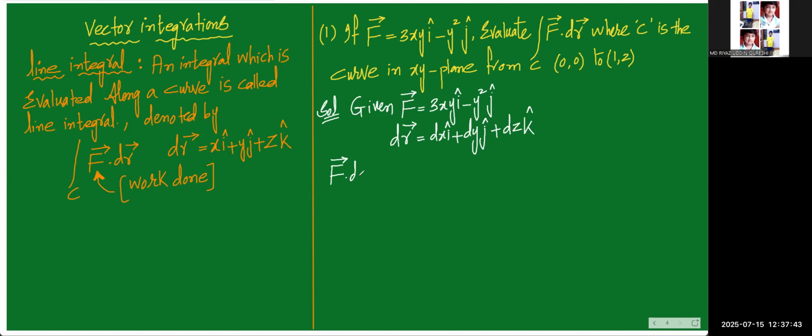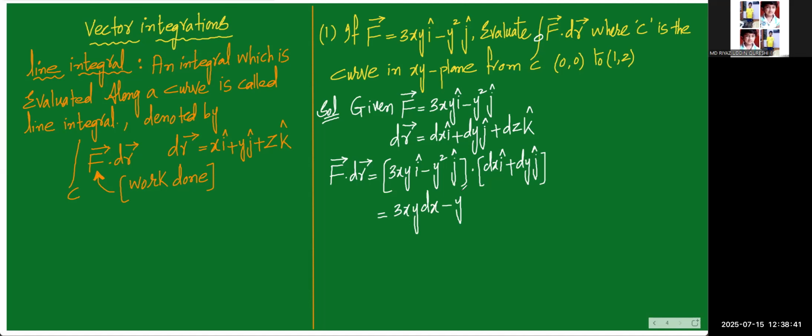We'll integrate later on. First we calculate the f dot dr value. This is (3xy i cap minus y square j cap) dot (dx i plus dy j). No need to write the dz k term because in our f we don't have a k term. Sometimes the same question, instead of writing integral over c f dot dr, simply says evaluate total work done, where c is the curve. Now i dot i is 1, so what's left is 3xy dx, and j dot j is 1, means minus y square dy. This is the value of f dot dr.